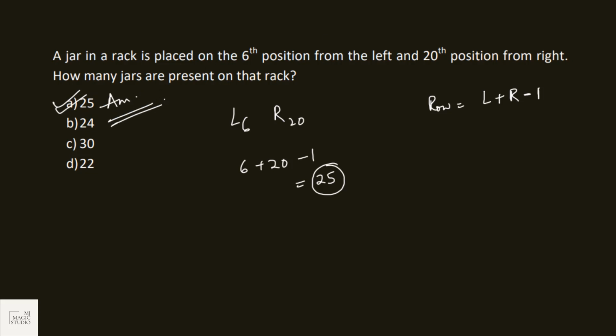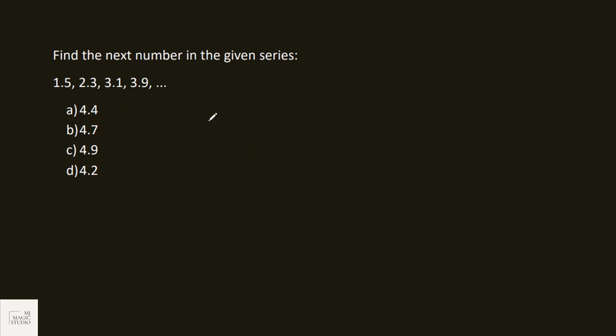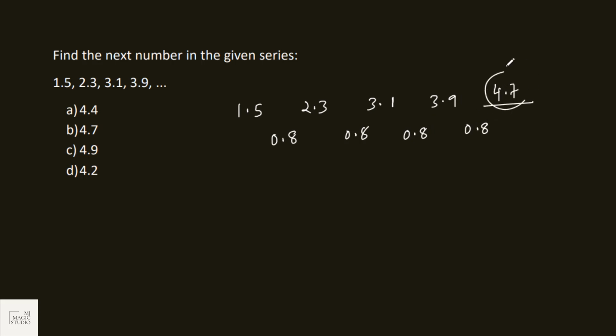Rank test. One more. Find the next number in the given series. 1.5, 2.3. Difference is 0.8. Then 3.1. Again the difference is 0.8. 3.9. Difference is 0.8. Next number, add up 0.8. It should be 4.7. Do we have it? Yes, we have. Option B.